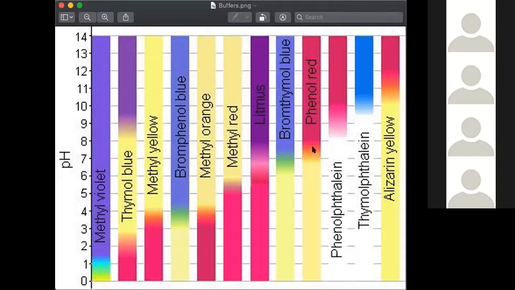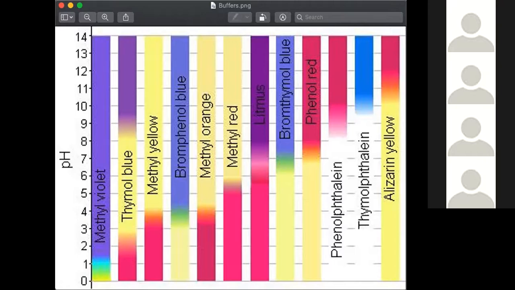Phenol red, I've got phenol red, and we could use that as well if a group wants to use that indicator. Phenolphthalein, not so good. Thymolphthalein, not so good. And alizarin yellow, no good. So this is an indicator chart. You want the indicator that's going to be right at the pH of where it's going to change. For us, it looks like the best one will be the bromothymol blue. So that's the one we're going to use.